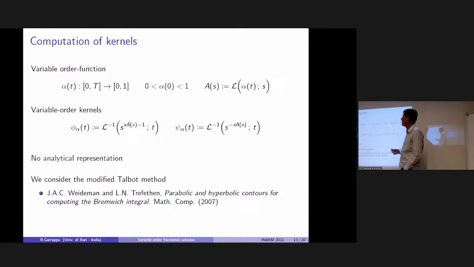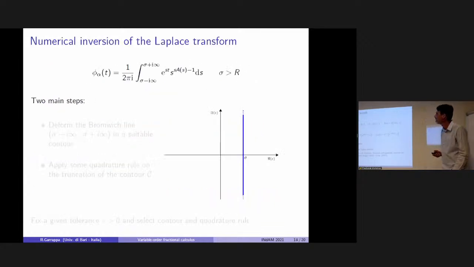But as you can see, once we know the Laplace transform of the transition function, we have to compute in some way the variable order kernels in the time domain. We don't have any analytical representation, as we have already mentioned, and we have to numerically invert this Laplace transform. In this work, we have just considered a quite standard method, a modified Talbot method, as described by Weideman and Trefethen in 2007. I will give a short description.